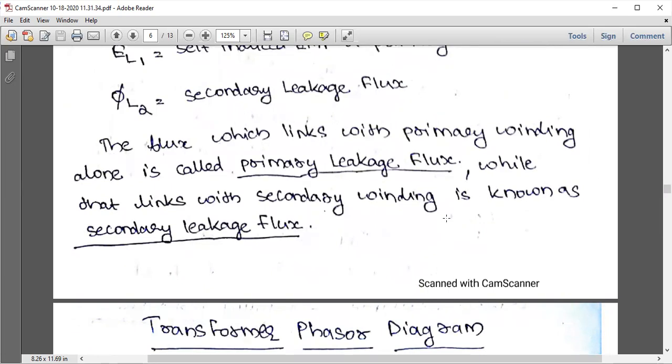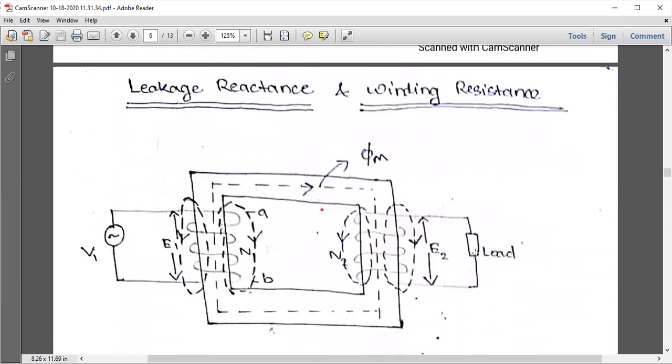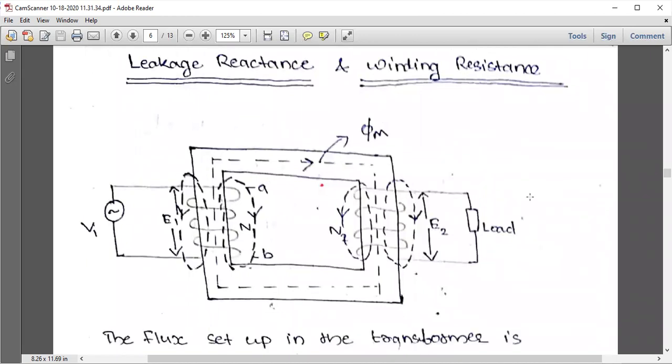So because of this leakage flux, there will be a reactance component. You remember the two components of I naught, IW and IM. IW will be the useful component, that is the wattful component, and IM is the magnetizing component, which is the reactive component. It is the reactance component. That is the leakage reactance, and then we have the winding resistance R1.